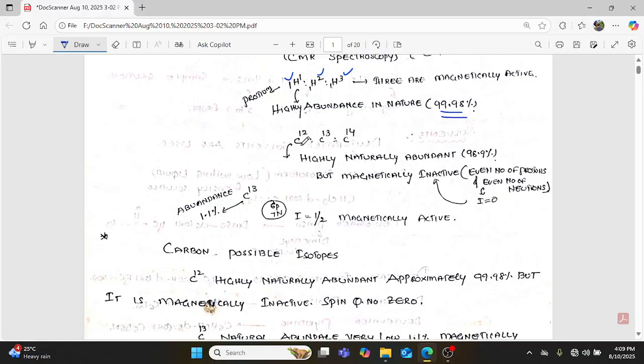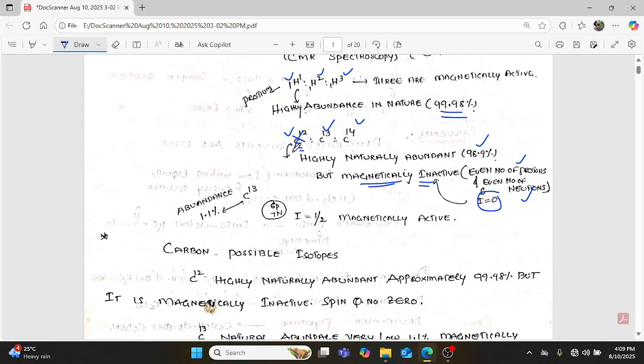Now coming to the carbon. In case of the carbon also, we have three types of isotopes: C12, C13 and C14. But the C12 isotope is highly abundant, but it is magnetically inactive. Why is it magnetically inactive? Because of the presence of an even number of protons and an even number of neutrons, the spin quantum number is 0. That's why we do not have the concept of C12 NMR spectroscopy.